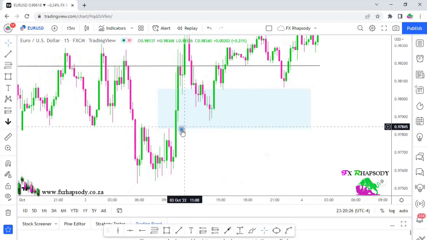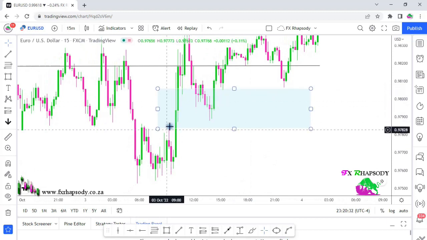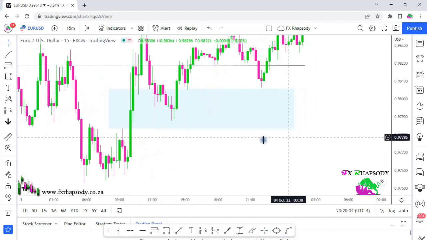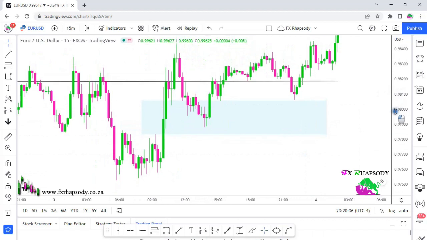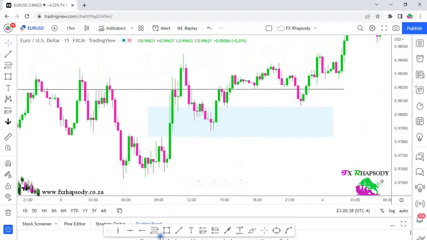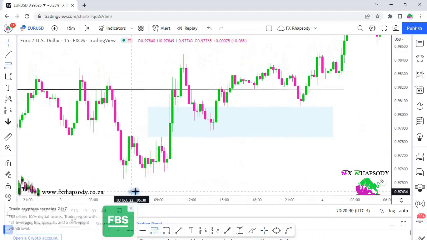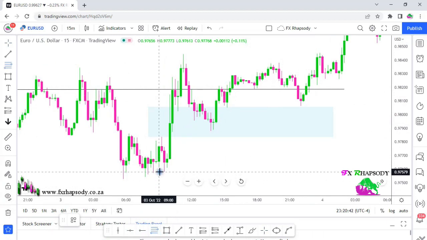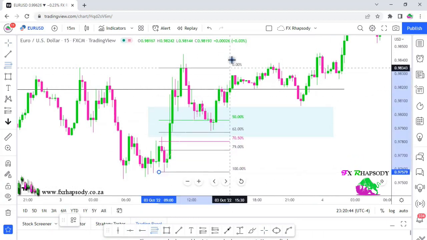Now obviously it looks a bit different on the 15 minutes, but keep it in because that is the imbalance that happened on the hourly time frame. So what you do now is pull out your Fibonacci, and you have your Fibonacci from this low to that high.